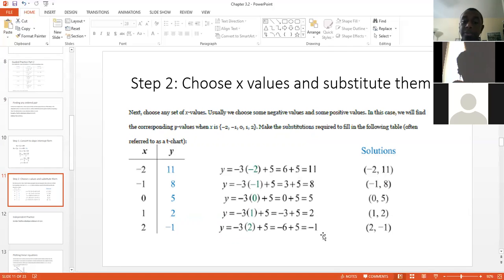So once you get all the y values, you can make ordered pair solutions out of them. So we plugged in negative 2, that's our x coordinate, and our y coordinate is the solution. What we got for y: 11, 8, 5, 2, negative 1. So you can plug in any value for x as long as you substitute it wherever you see the x variable, and you solve it using PEMDAS, and you get the y coordinate, and you get an ordered pair solution.